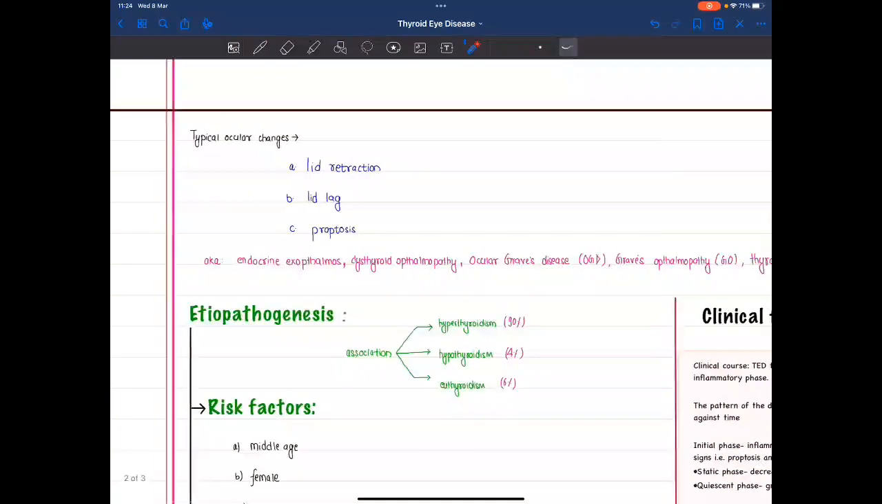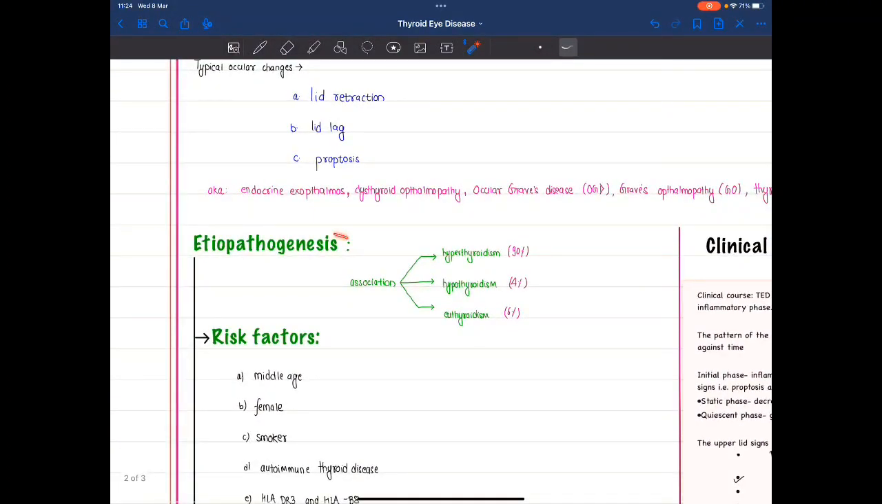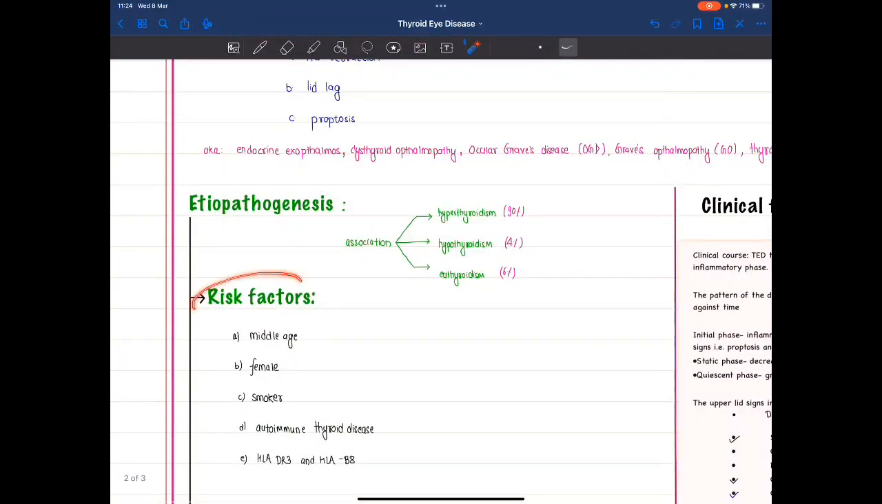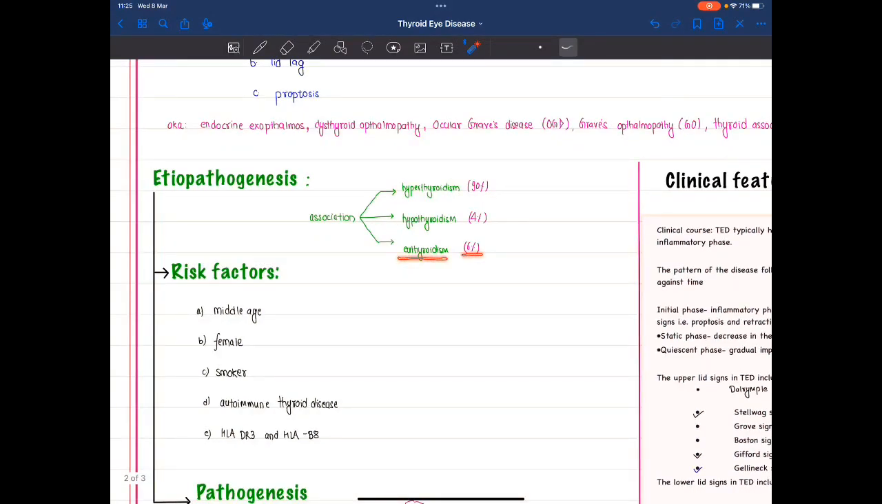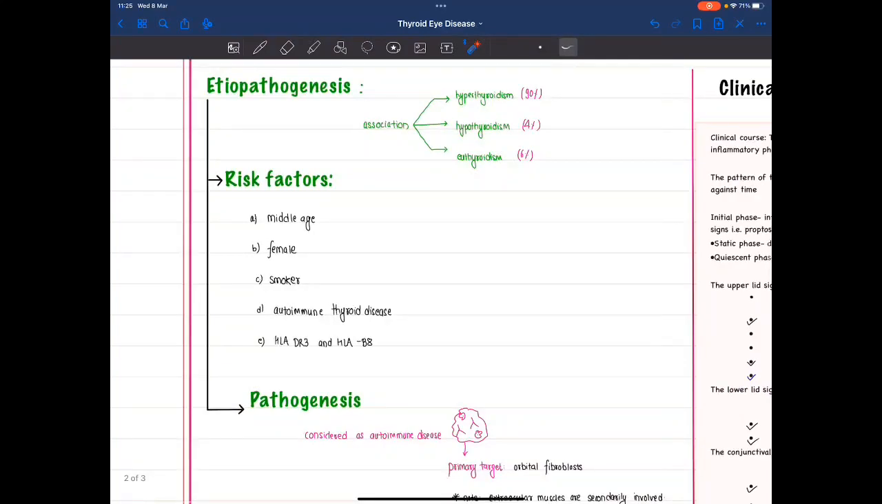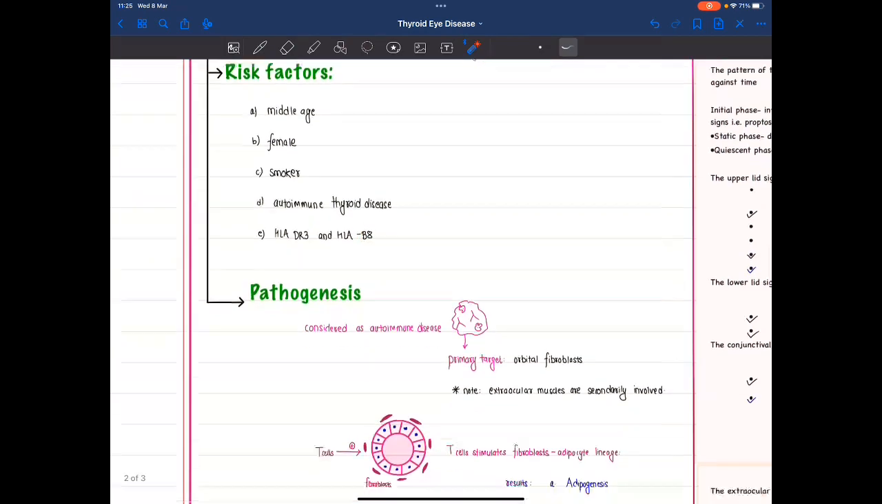associated ophthalmopathy. So about etiopathogenesis, risk factors and pathogenesis. It can be associated with either hyperthyroidism or euthyroidism. 90% of the cases are associated with hyperthyroidism, 4% of the cases are associated with hypothyroidism, and 6% of the cases are associated with euthyroidism. What are the risk factors? Middle-aged female, smoker, who has autoimmune thyroid disease, and it is associated with HLA-DR4 and HLA-B8.